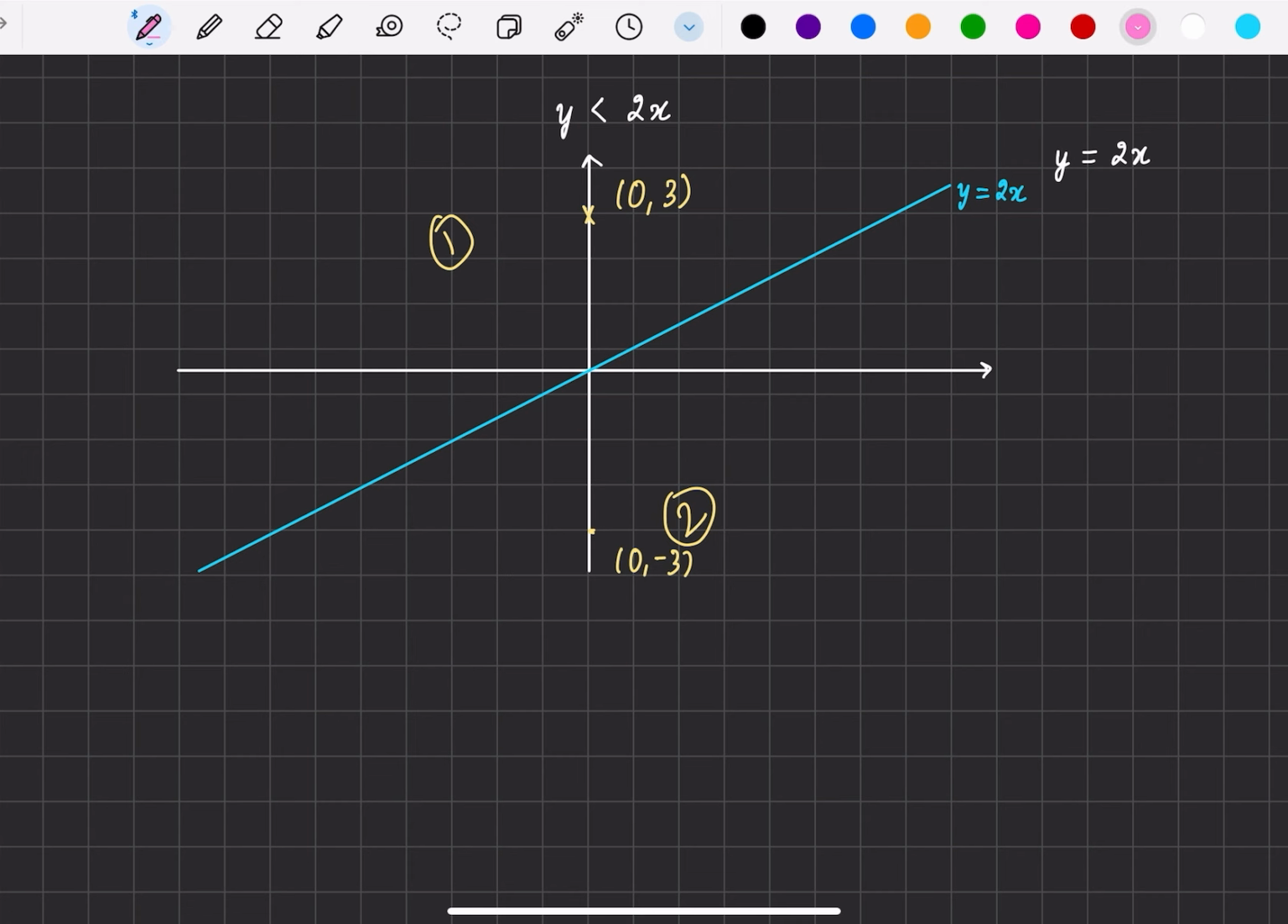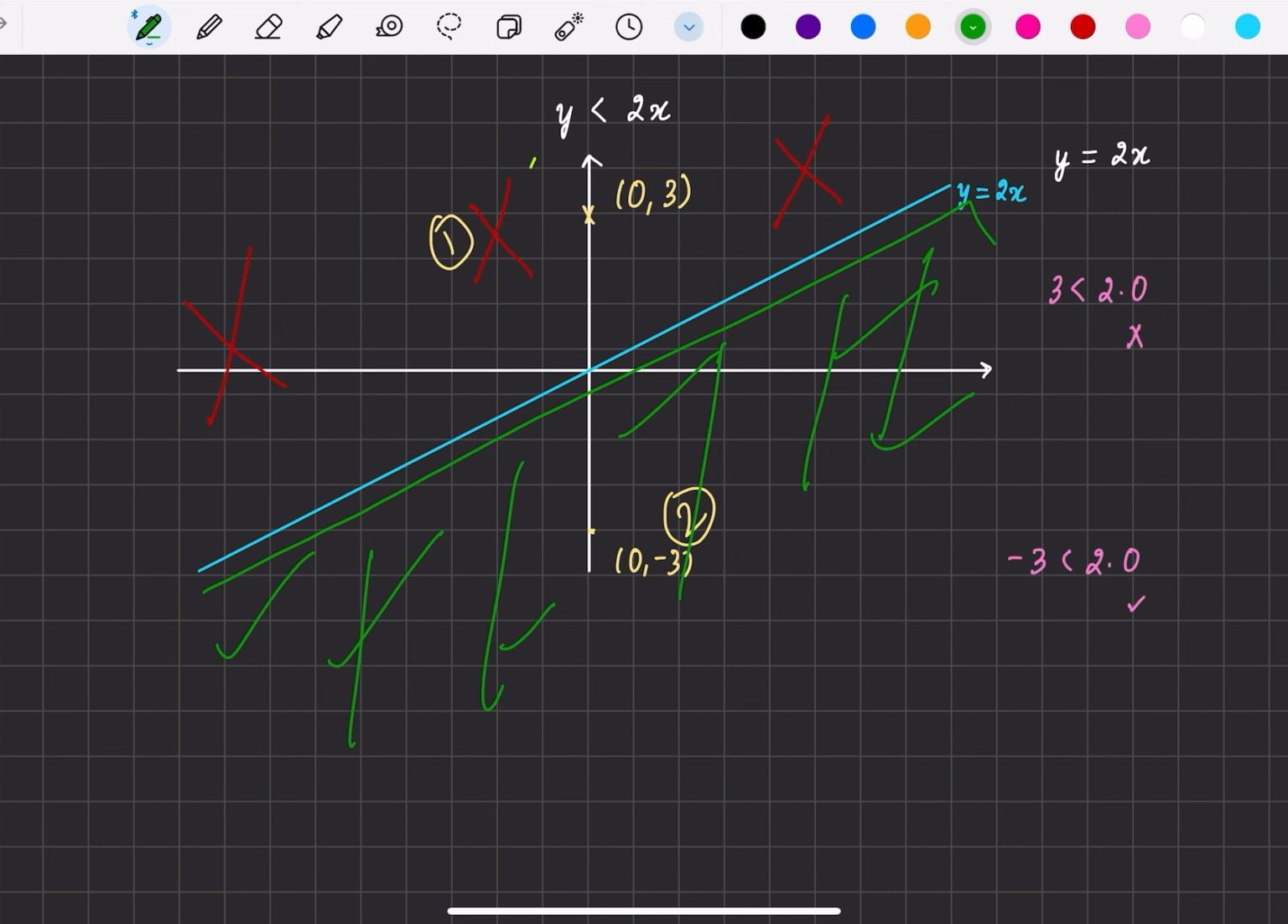So let's do that. Does 0 comma 3 satisfy this inequality? Let's check. Is 3 less than 2 times 0? No, this is wrong. Is minus 3 less than 2 times 0? Yes, this is perfectly right. So this region fails to be the solution space, while this region is perfectly correct. So this is going to be the region of our solution space.